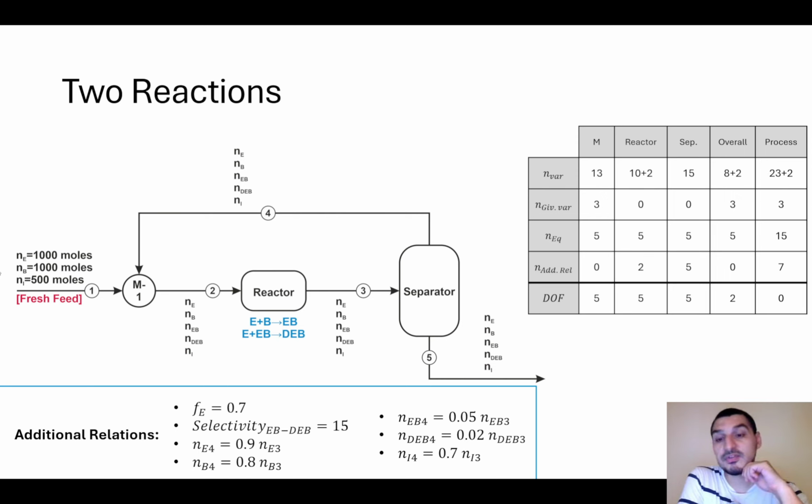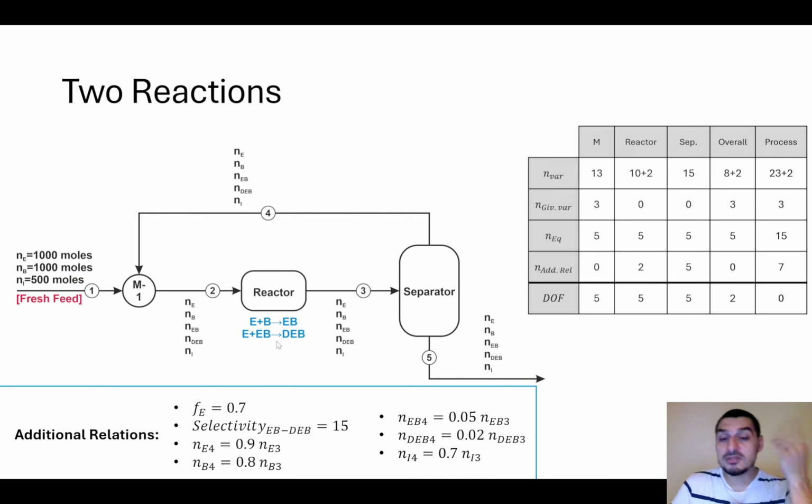And this is a very common case. So that's why I made this modification to the problem. We have the same problem, but instead of having only one reaction, there is one side reaction. The main reaction was the reaction of ethylene and benzene to produce ethyl benzene, and the second is that ethyl benzene reacts with ethylene to produce diethyl benzene.